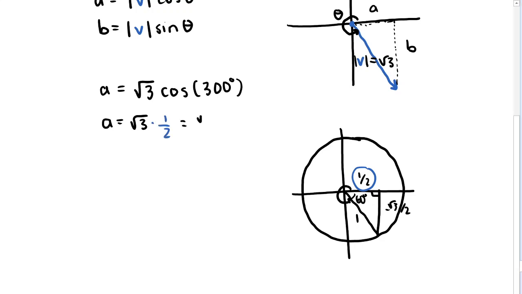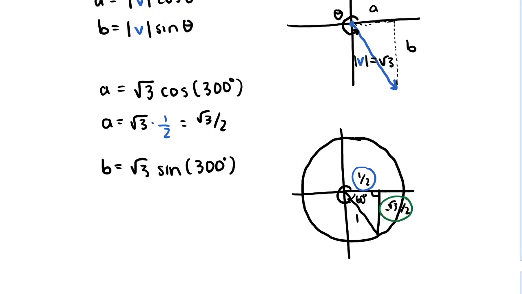This is the square root of 3 over 2. And then B, well, this is the square root of 3 times sine of 300 degrees. And sine of 300 degrees is going to give us that y coordinate on that unit circle. That's a negative square root of 3 over 2. So this is telling us that B is equal to the square root of 3 times negative square root of 3 over 2.